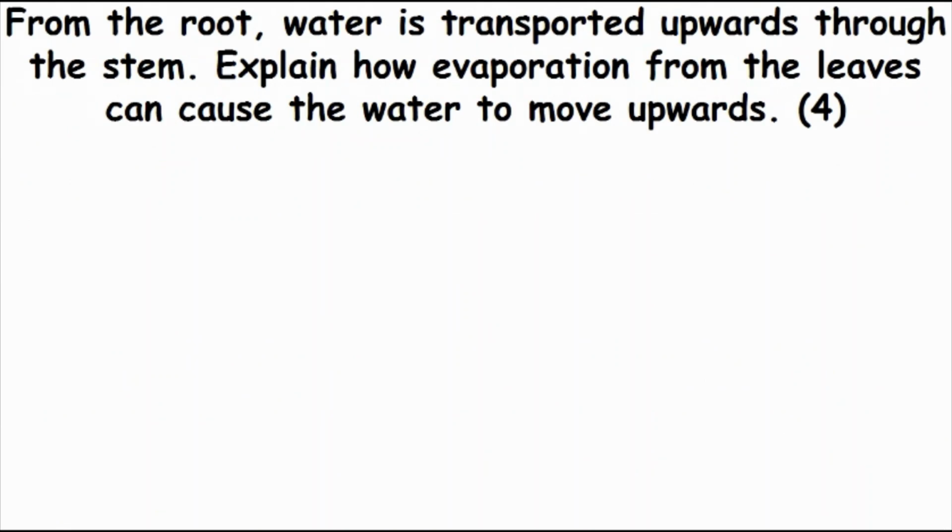So for now, let's look at a few ways of putting this in words. From the root, water is transported upwards through the stem. Explain how evaporation from the leaves can cause water to move upwards. This is all in the process that you should be able to remember the name of. Take a moment to flick back through your notes and give it a go.